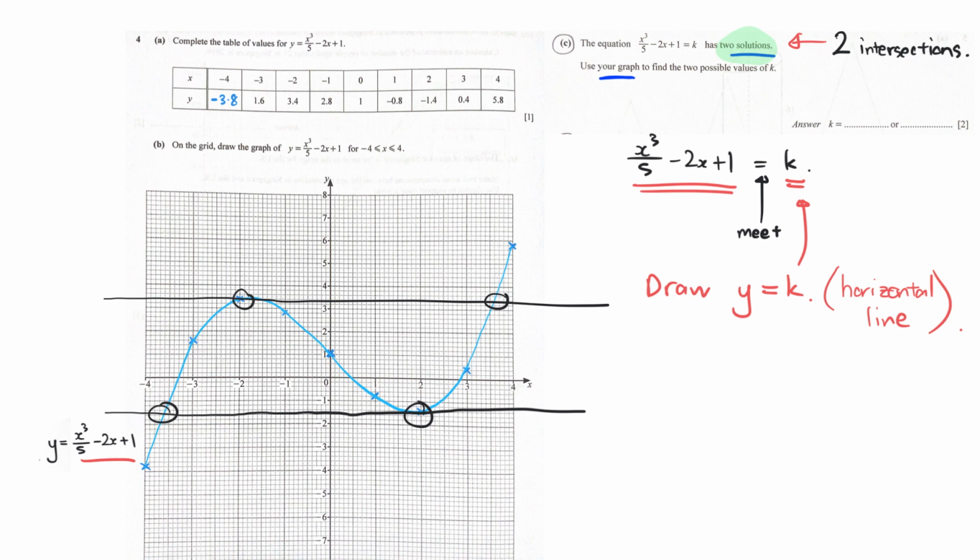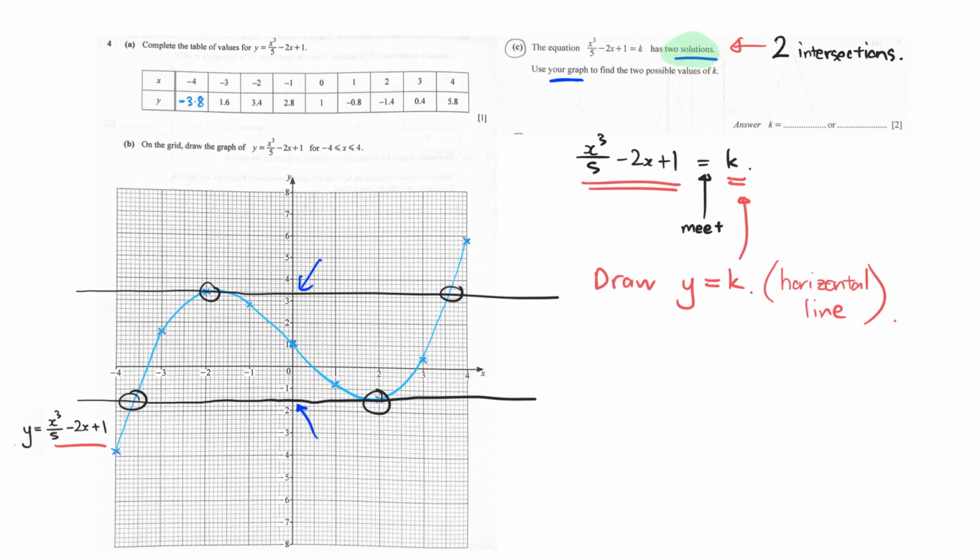So what is this value of y equals to k? What is the k value? It's basically here. And when does this happen? When the y value is 3.4. I'm referring to the table here as a reference, or below, negative 1.4. Can you see that when y is 3.4 or y equals to negative 1.4, I will only meet the graph twice? Yep.